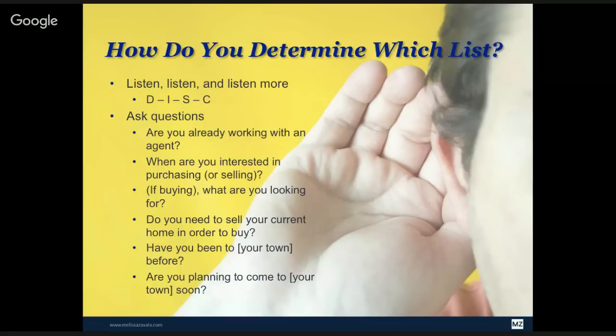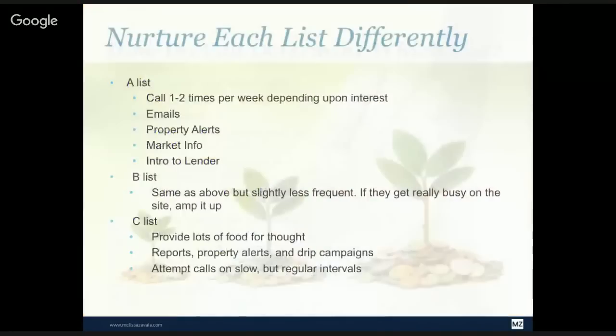And then of course, that would be if they need to sell their home in Texas or New York or whatever, you can also help to provide them with the referral in the way that I just explained. And are you planning to come to visit soon? And of course, you'll want to take them out for a little neighborhood tour if they are coming to visit soon. So that's how you can determine which list they should be on, in addition to the parameters I just reviewed. And then you're going to nurture each list differently.